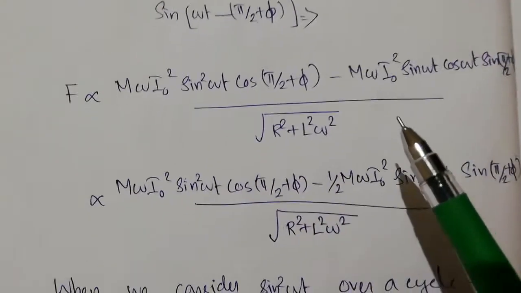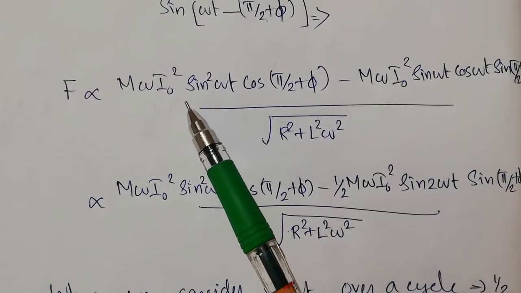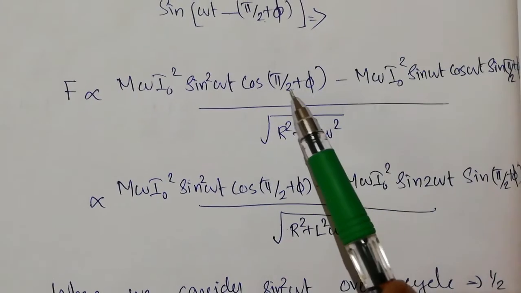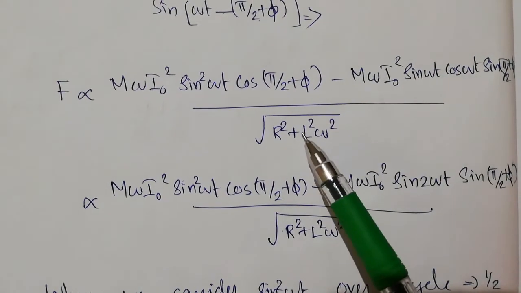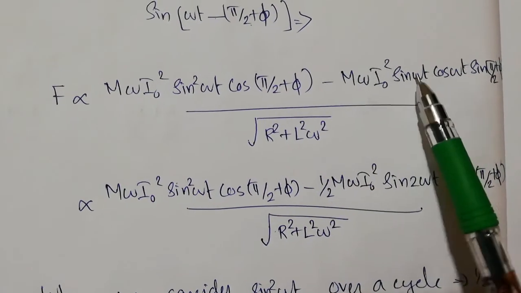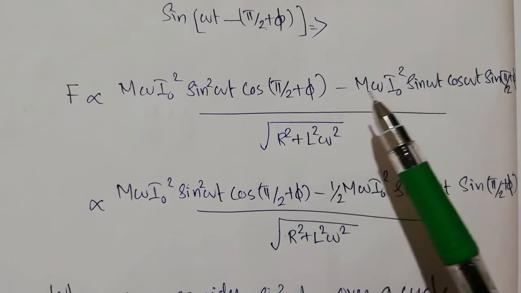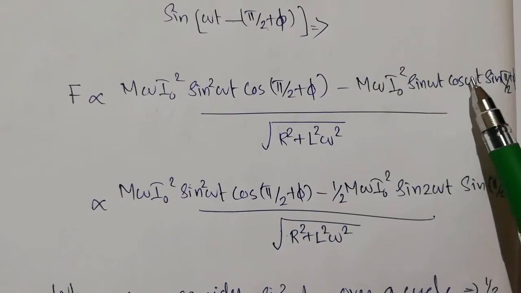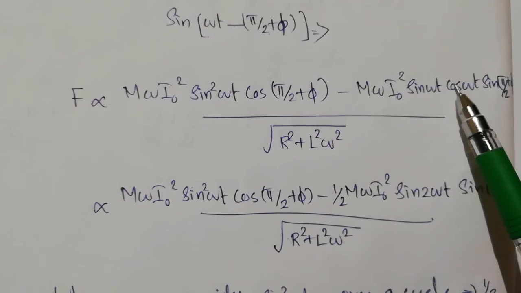Now, by expanding that, F is proportional to m omega I0 square sin square omega t cos (pi by 2 plus phi) minus of this term, divided by root of r square plus L square omega square. In the next step, I am repeating with this first term, and the change is sin omega t cos omega t can be written as sin 2 omega t by 2.